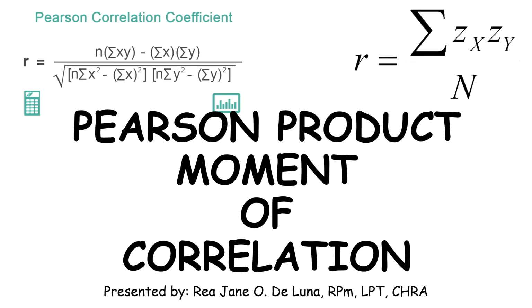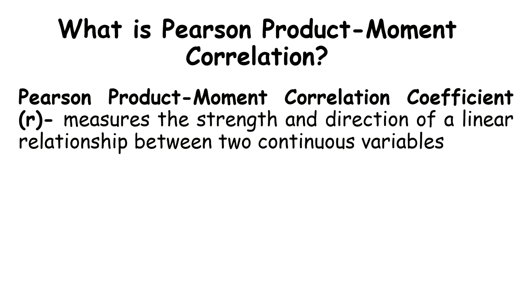Hi everyone. Today we're going to explore a very useful statistical tool called the Pearson product-moment correlation, also known as Pearson's r. Let us now define what the Pearson product-moment correlation, or Pearson's r, is.